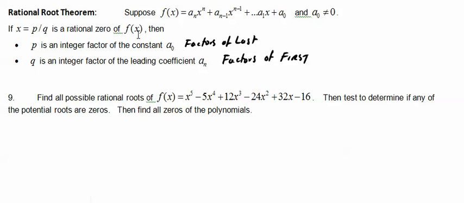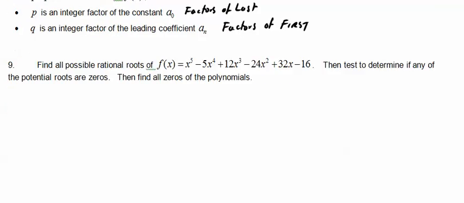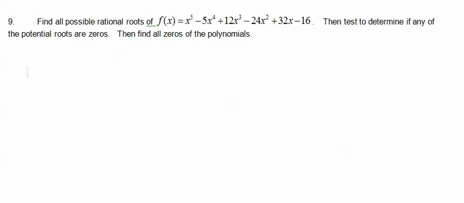Okay, that is going to tell us what are possible rational roots. Some of these, when we do P over Q, might not be a root, but if they are a root, it must be one of the ones we come up with. So let's try it for this problem. The possible rational roots, P over Q, is factors of the last divided by factors of first.